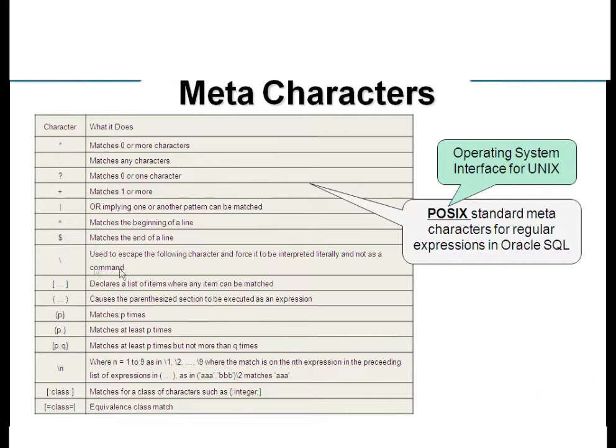This declares a list of items. This is a parenthesized section executed as an expression. We've seen this in SQL and examples prior. Basically, the thing inside the round brackets gets executed before the things outside the round brackets. This matches a certain number of times. This matches at least a certain number of times. This matches P times and no more than Q, and so on. It gets very complicated. We don't really want to go into too much detail.